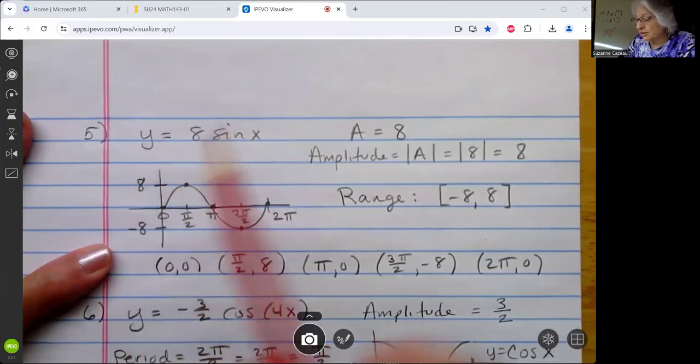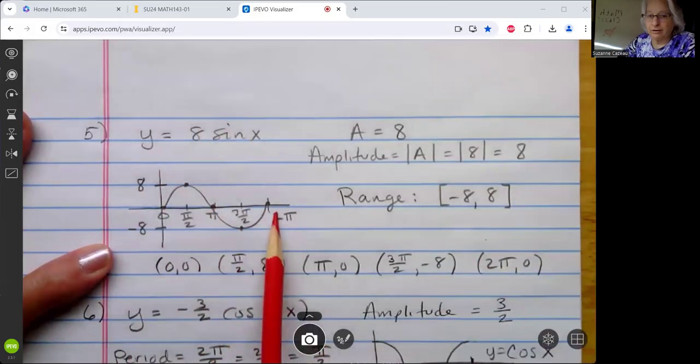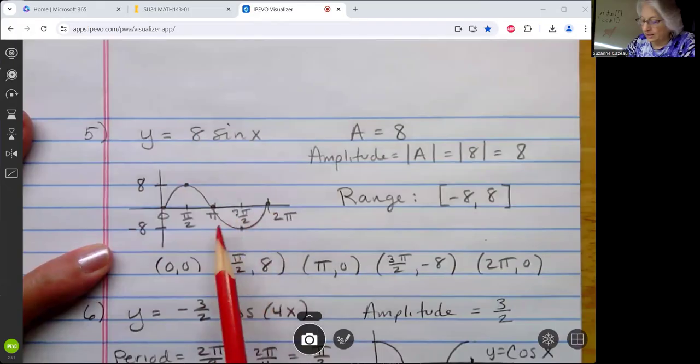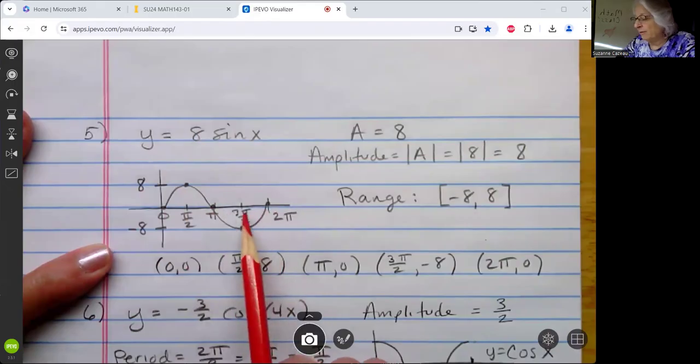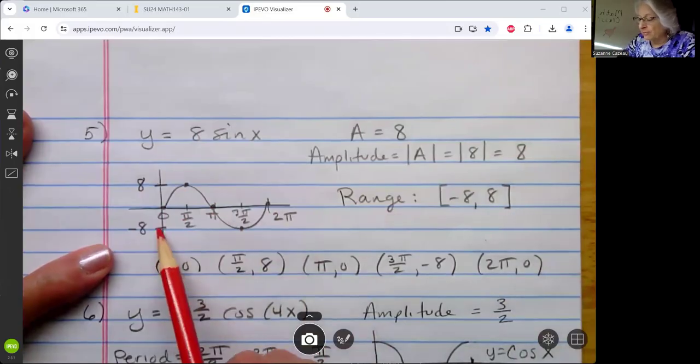And since nothing else has changed, this is 2 pi out here, and you can just keep cutting them in half or working it out. You got 0, pi over 2, pi, 3 pi over 2, and 2 pi. So none of that changes. Your range is going to go from -8 to 8.